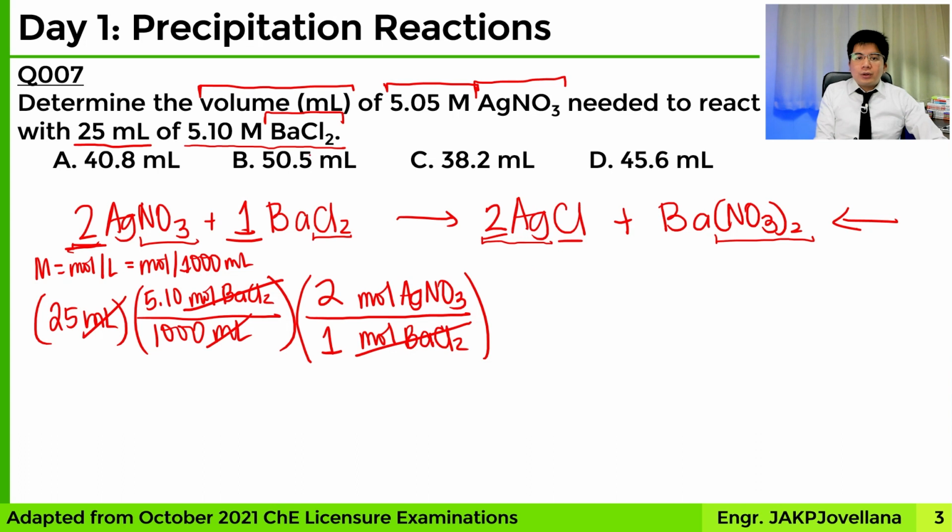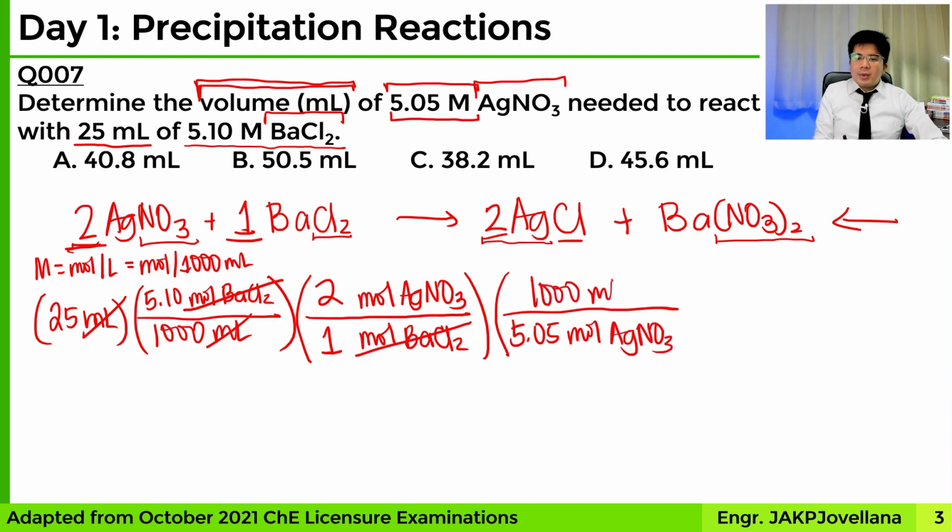silver nitrate. To convert that to volume in milliliters, we can divide this mole of silver nitrate by the molarity. So the molarity of silver nitrate is 5.05 molars, and we can express that as 5.05 moles of silver nitrate per 1000 ml of this species. And we can now cancel moles of silver nitrate. So calculating 25 times 5.10 times 2 divided by 5.05, we can also cancel this 1000 here. We can calculate the amount in terms of volume.